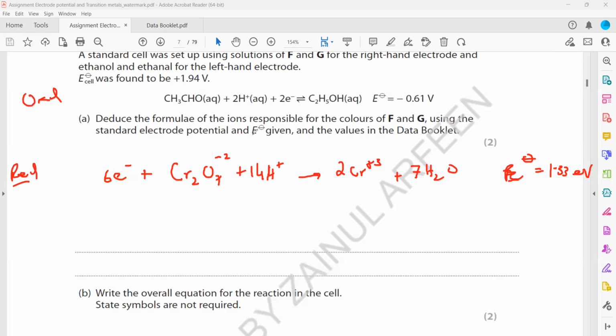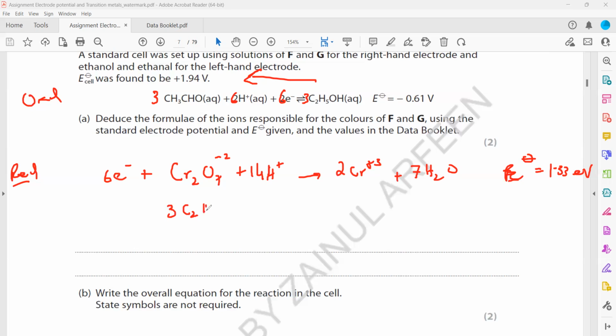First, we make the number of electrons the same for both equations. There are six electrons here, so we want to make six, so we multiply this by three. So this will be three, this will be six, six and three. No need to change the electrode potential because that is a standard electrode potential. It's for one mole, so you don't have to change it. We don't want the cell voltage, we just want the equation. For reduction, you write it as it is, but for oxidation, write it in the opposite direction, because all electrode potential equations are given for reduction. So the one which is a product, we write as a reactant.